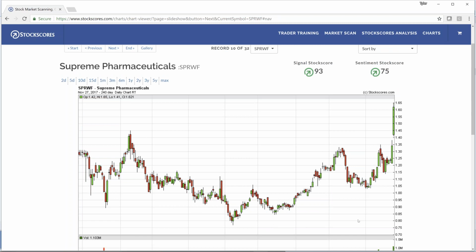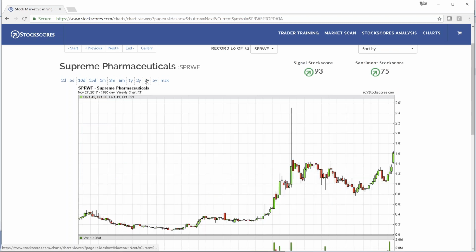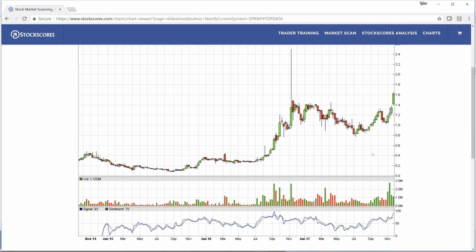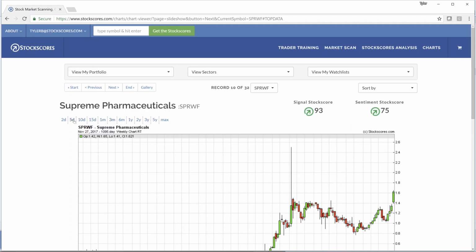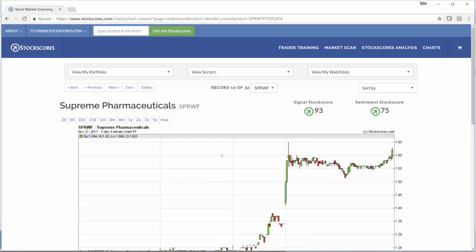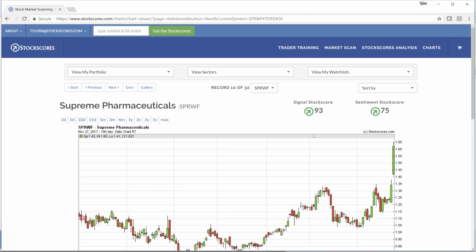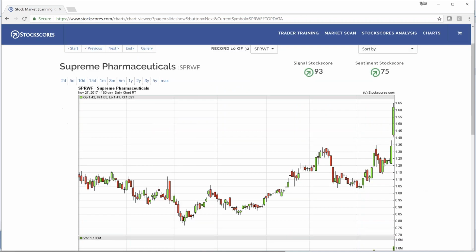Pretty volatile into the breakout. Not terrible. We take a look at the 3-year. That's interesting. Breaking to new highs on the 3-year. Took a look at the 5-day. Pretty good. This looks solid. I wouldn't say it's outstanding because it started moving on Friday. I'd give this a 7 out of 10.